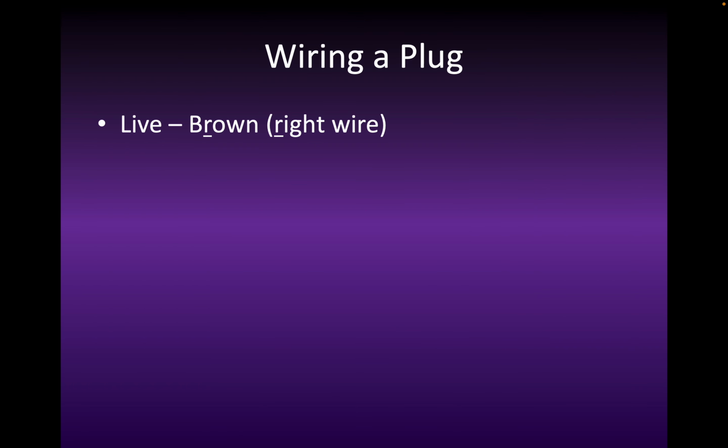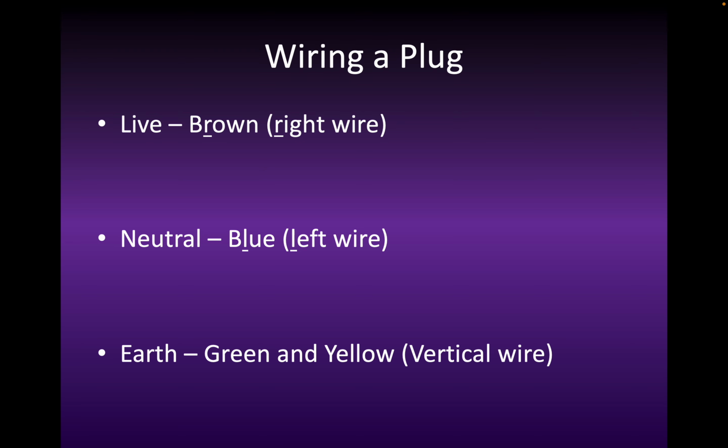So when you're wiring a plug, you need to know which one goes where. The brown is always on the right as you're looking at it while you're wiring it. The blue is always on the left. And the green and yellow one is at the top. The green and yellow one only gets used if something goes wrong with the circuit and it needs to defuse the circuit. Literally, it sends the current down to earth very suddenly, and that is a safety device.